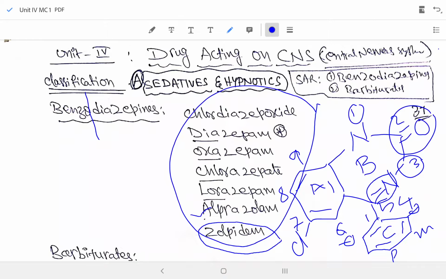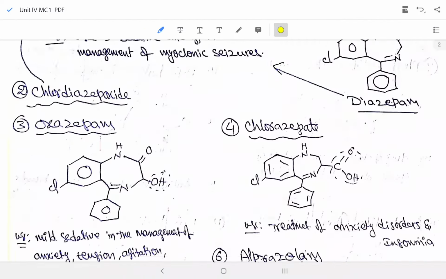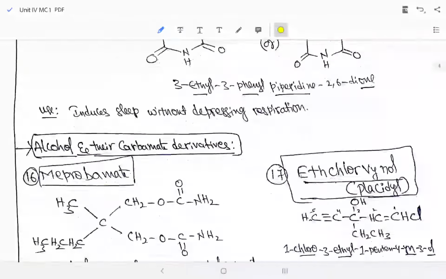Let us consider this one is 1, 2, 3, 4. That is the para position. If substituted, that will decrease the activity. Okay. And the whole C ring can be any of the heteroaromatic rings, or it can also be a cycloalkenyl ring. Let us see the structure activity relationships once.